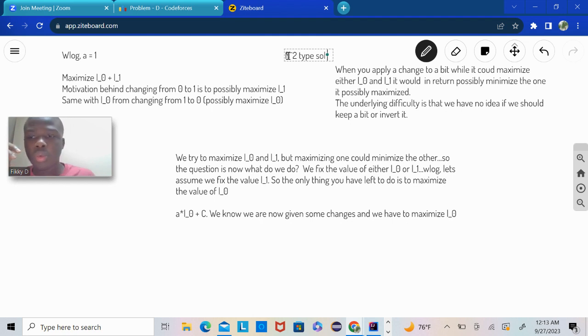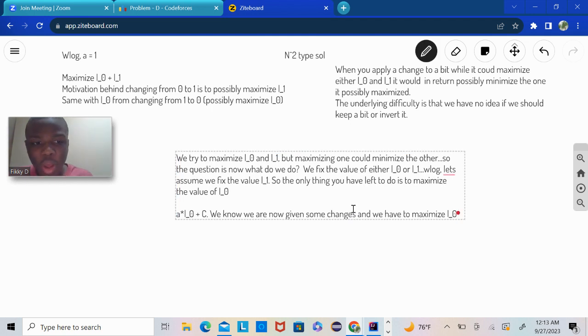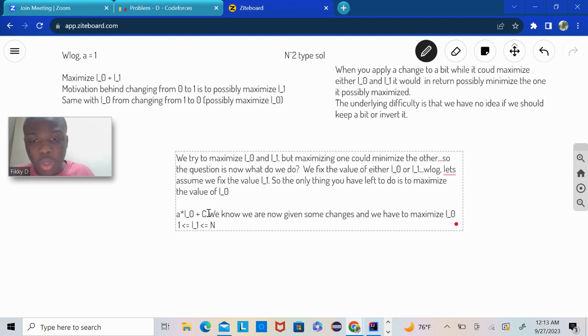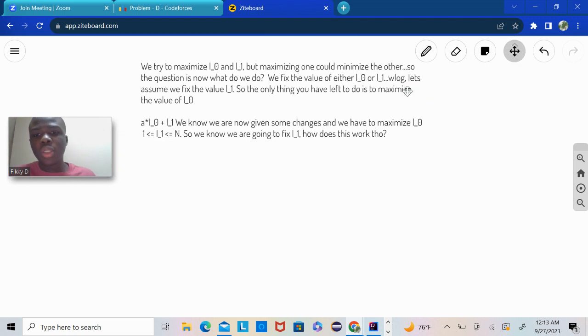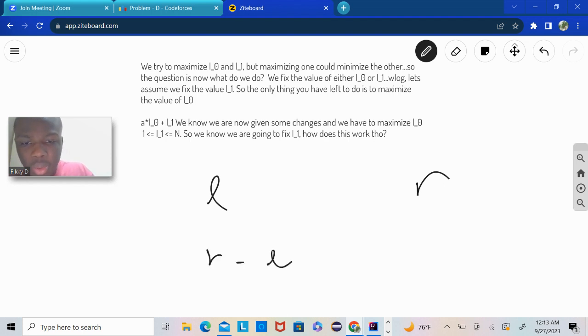But we know that L1 is restricted. It has a bound: L1 is bounded from 1 to n. So we can certainly fix this value to be any one of them, and then think about this problem when L1 is already given to us. But how do we particularly fix L1? That still seems pretty vague. So we know we're going to fix L1, but what does this look like? If I fix the value to be L1, then you're going to need to make some segment LR, where R minus L plus 1 is given. You have to make sure that every segment is just a bunch of ones.